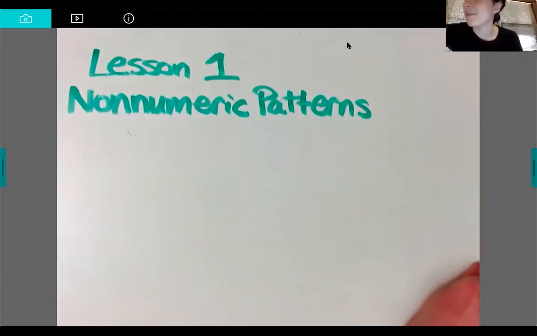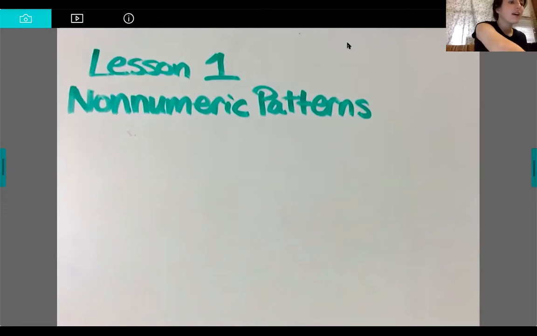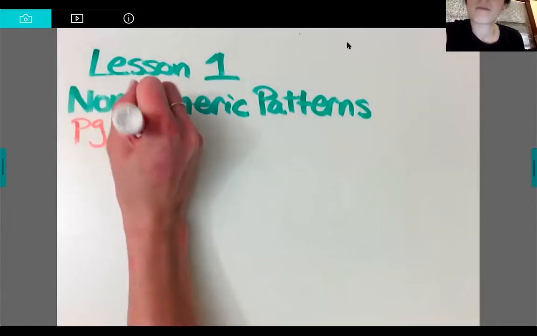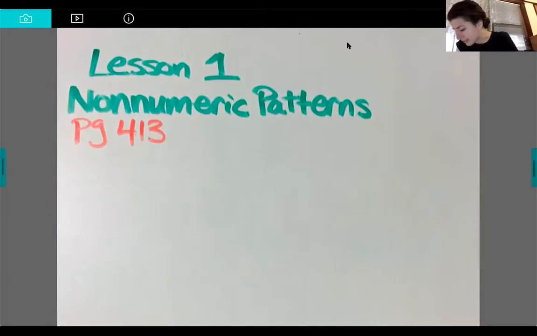Let's move our Skittle map and let's get started with problem 1. Oh, Skittles going everywhere. All right, we'll deal with that later. All right, example 1. We are on page 413. Okay, so read with me. Edgar's room has a border of stars and moons. The stars and moons show a repeating pattern. How many figures are in the pattern unit? Copy and extend the pattern 1 time.